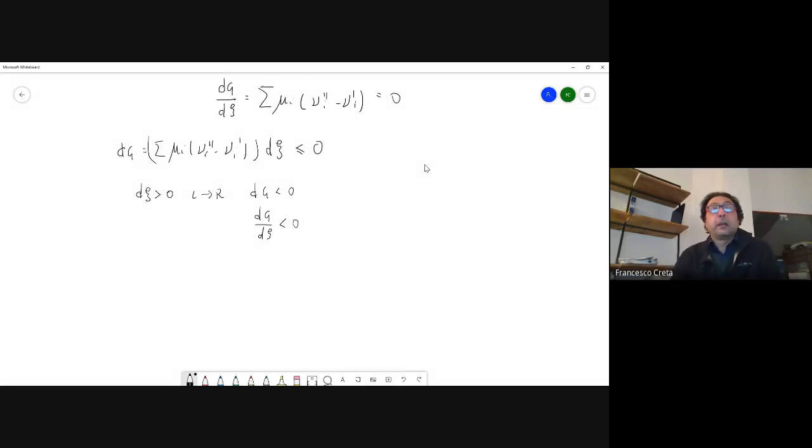And the same thing if you go from right to left.